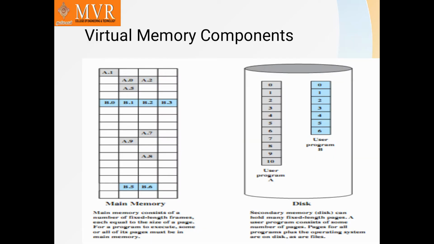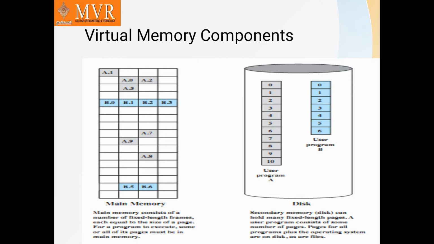What are the virtual memory components? The virtual memory components are main memory and disk. Main memory consists of a number of fixed length frames, each equal to the size of a page. For a program to execute, some or all of its pages must be in main memory. See this picture, it is the main memory with fixed length frames. And disk, which is nothing but secondary memory, can hold many fixed length pages.